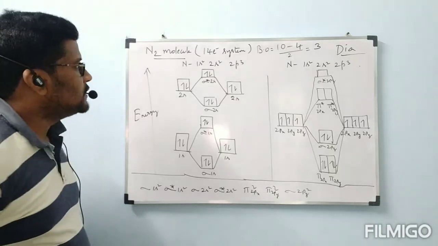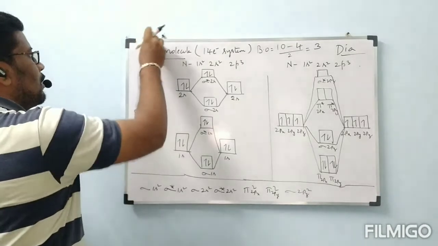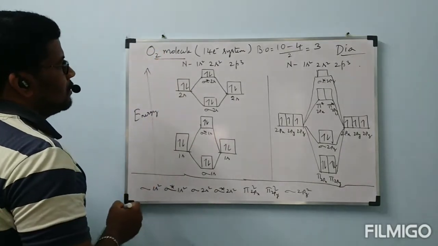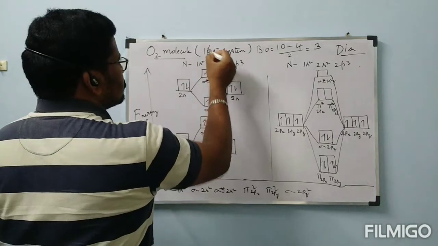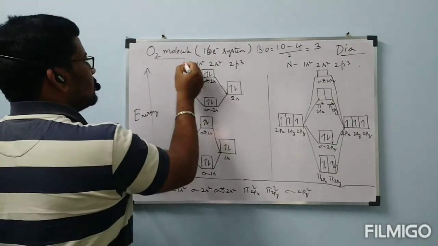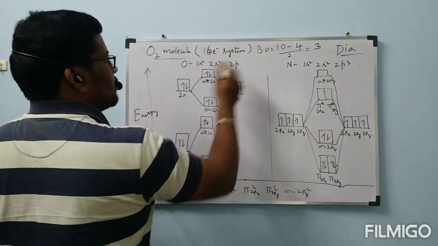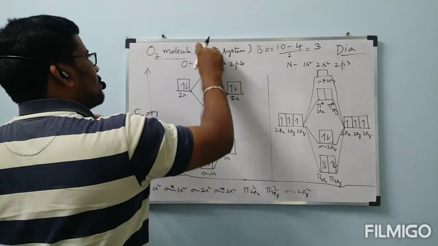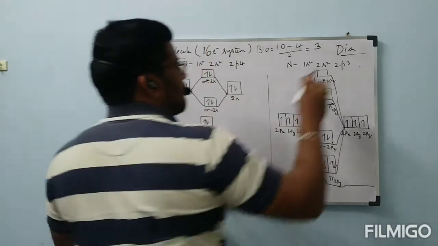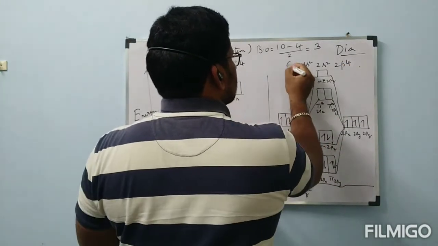Now we will see what about the O2 molecule, the final one. The O2 molecule is a 16 electron system. Electronic configuration is 1s2 2s2 2p4. Here also 2p4. This is oxygen.